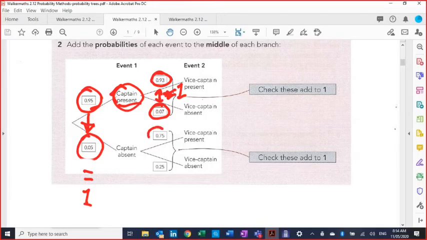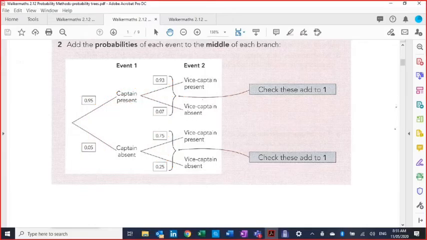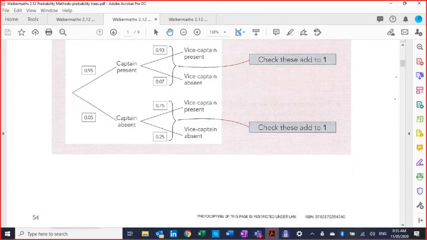If the captain is absent, then the vice captain is present 0.75 of the time, which means he's absent 0.25. Again, these have to add to make a 1. Okay? Be very careful. If they give you a chart, do not just assume that all of those numbers are correct. Okay? Watch out. All right. So that's how we get the numbers and the probabilities in there, and they all need to add.